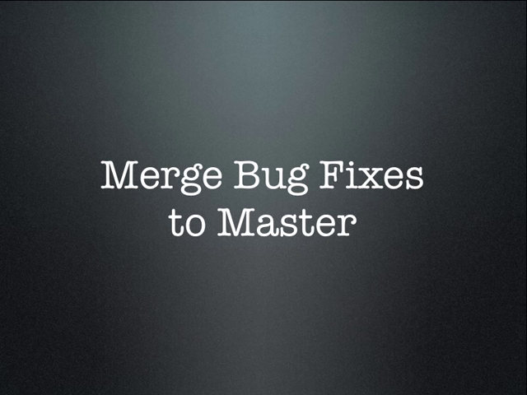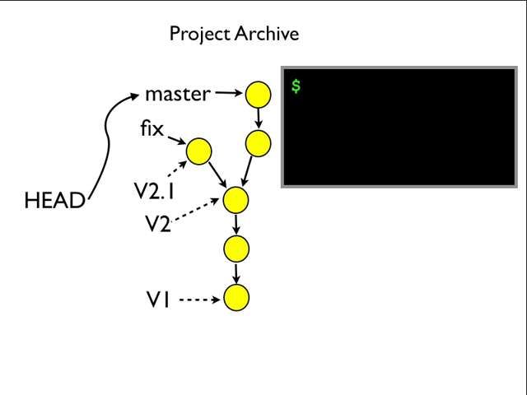All right, we're ready to go back and work on our changes for the upcoming version 3. And all those changes are on our master branch. But before we do any more work, we want to make sure that the bug fixes that went into our version 2.1 get merged back into master. This is what our archive looks like right now. We've got version 2.1 in a fixed branch. We've got our master branch where we've got ongoing changes being done, and we want to take the changes in version 2.1, the fixed branch, and merge them into our master branch.